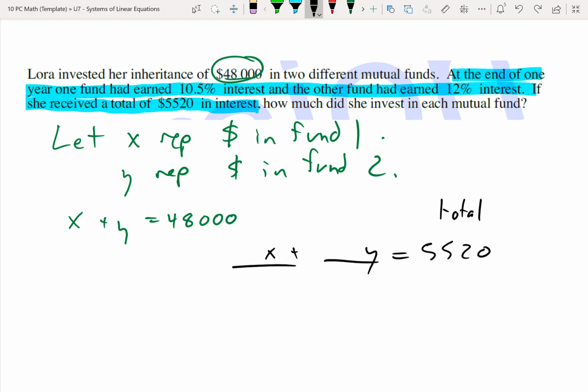This is the trick. A lot of kids will see the 10.5 and write 10.5. Remember, 10.5% isn't actually 10.5. It's 0.105. You got to divide it by 100, because that's how percent works. This one's going to be 0.12. As long as you remember that 12% is actually 0.12, then you'll be golden. We have our two equations. You can solve the rest using sub and solve.